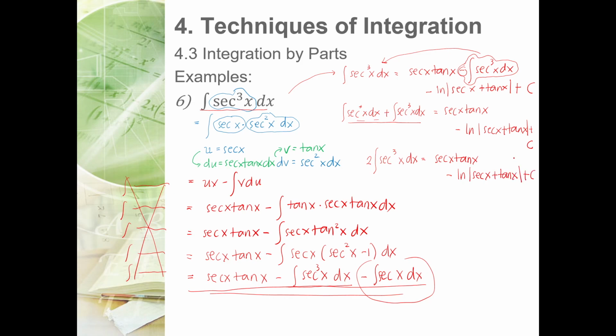plus c. Now divide everything by 2 so that our final answer would be the integral of secant cube x dx is equivalent to 1/2 of secant x tangent x minus ln of secant x plus tangent x plus c. So this would be your final answer. So it is better, right? Let me add the parenthesis here.